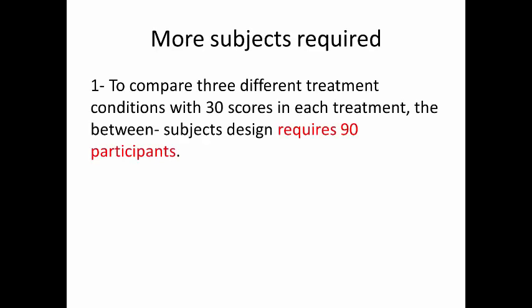The first limitation is that in a between subject design, we need more participants. For example, if you have three conditions or three types of treatments, then you need three groups of participants. So if for each treatment you need 30 students, then in a between subject design you need 90 participants.